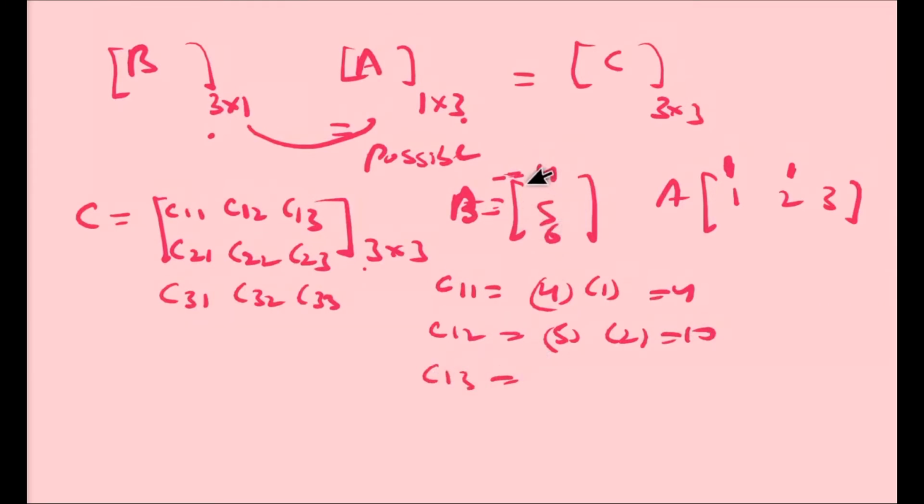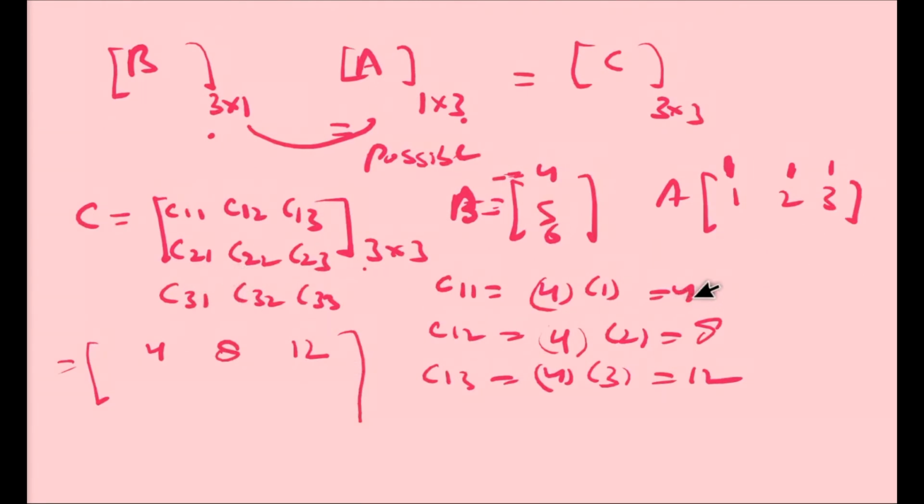Now first row, third column, that is 4 into 3, that is 12. Okay, so we can write here 4, 8, 12.